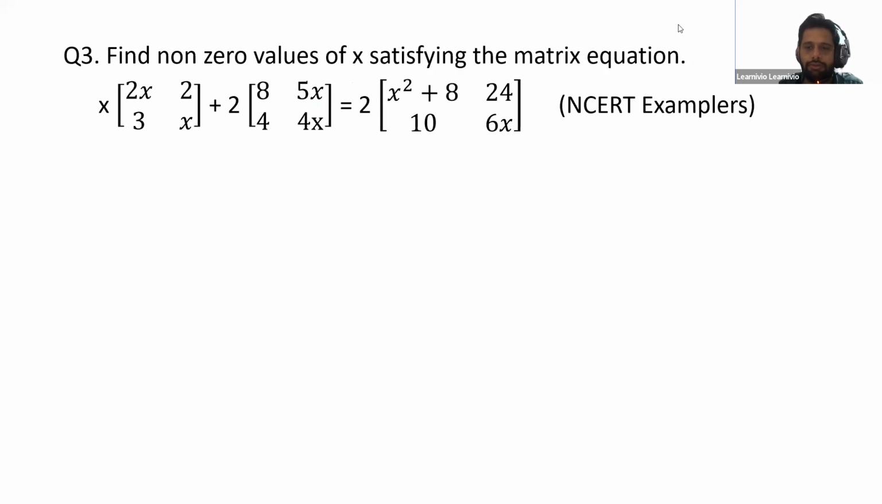Okay, so all the other students, please start the third question. This question is from NCERT examples. Okay, please start this question. And Mazia, please do the previous one and share your answer.